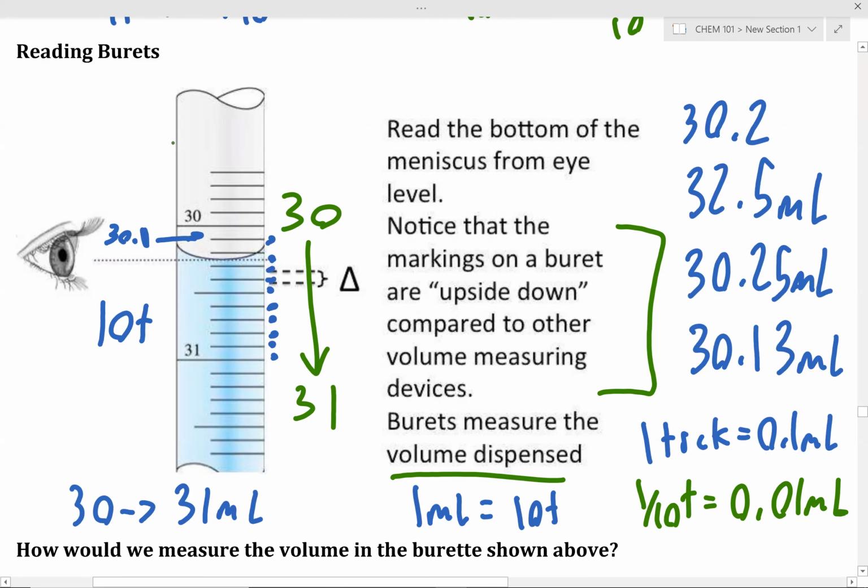Yes, and what will we estimate? 5, sure. 30.25 milliliters seems perfectly fine with me. Does that make sense to everyone?